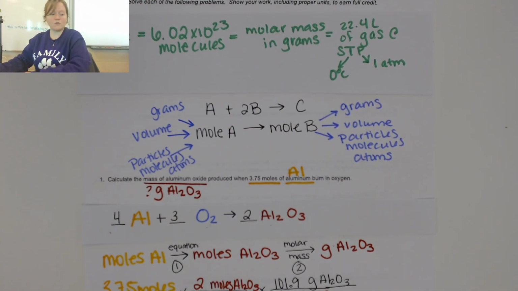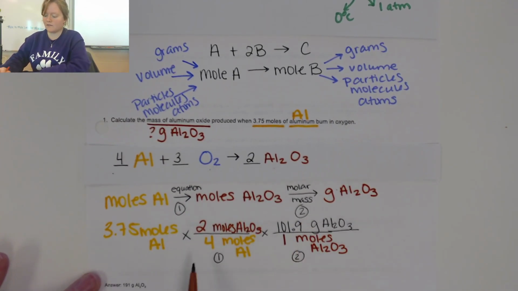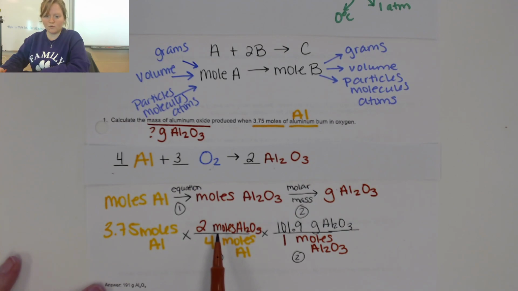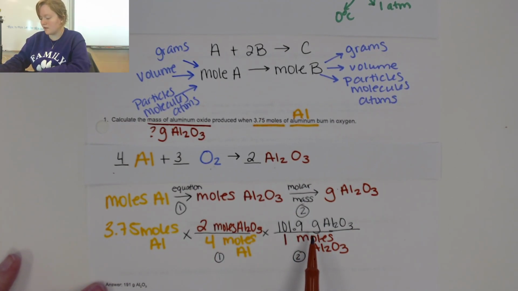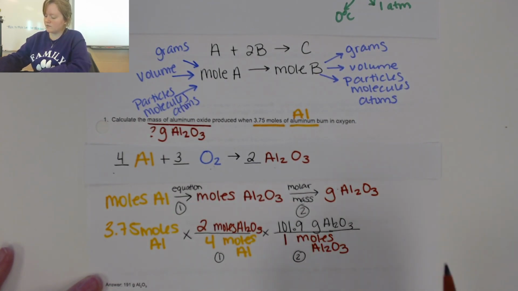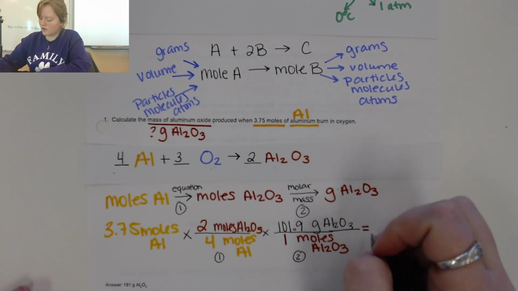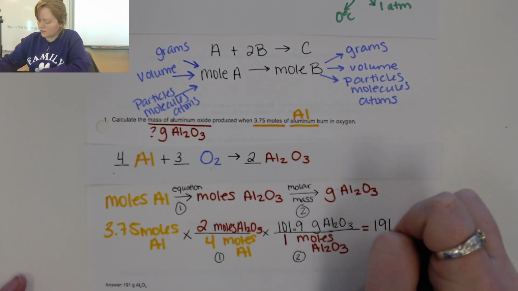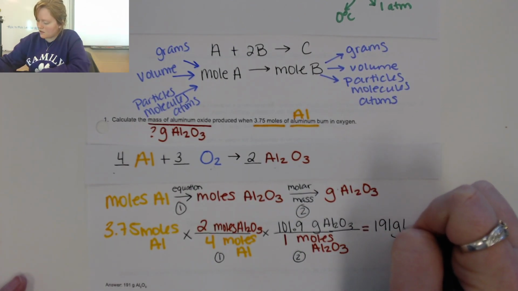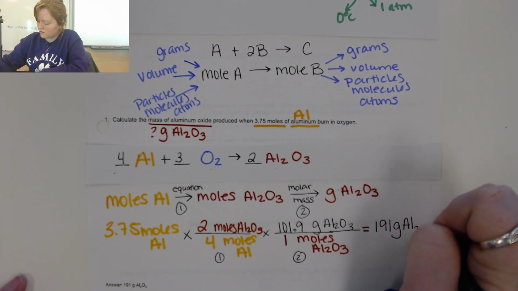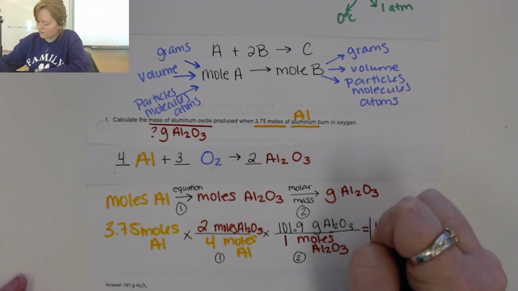So if you go to your calculator and you plug all this in, you would see that 3.75 times 2 moles of aluminum oxide times 101.9 grams of aluminum oxide, all divided by 4 times 1, will give you an answer of 191 grams of aluminum oxide.